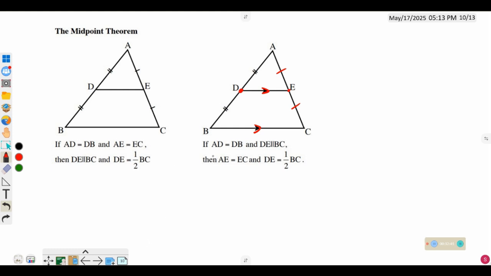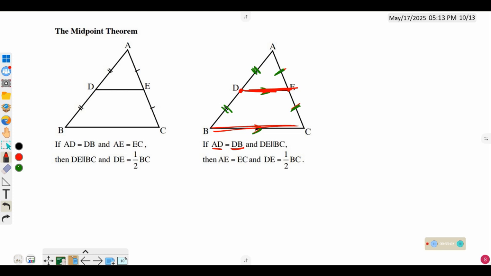Hence it says that if AD is equal to DB, if you are given that this is equal to that and also that this is parallel to that, then you can conclude that AE will be equal to EC. And in fact, the inner base side will be half of this long one. Hence you have DE being half of BC. Also the converse of it is true.